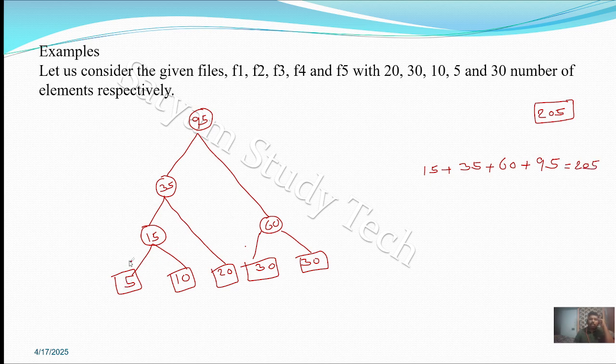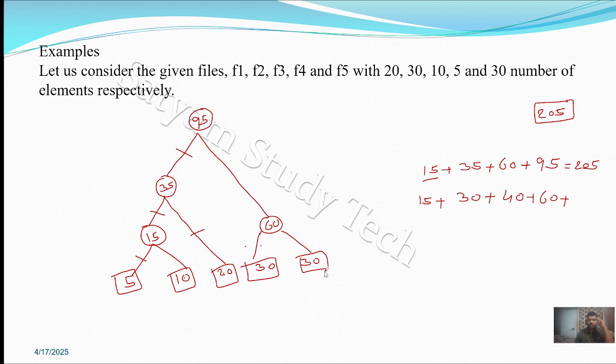For example, how many levels are there here? This is one level, this is the second level, here the third level. 3 levels are required here. So 5 into 3 is 15. You can see here it is 15. You can see 10: here also one level, second level and third level. 10 into 3 is 30. Here 2 levels are there, this is one level, this is one level. So 20 into 2 is 40. Here you can see 2 levels. 30 into 2 is 60.